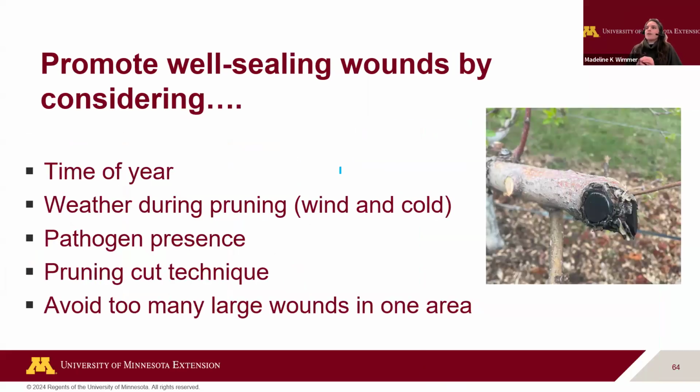But how do you promote good wound sealing? You'll want to think about the time of the year. We'll talk about that in a moment, as well as the weather during pruning. Are there pathogens present? Do you know if you've had an active fire blight infection? Thinking about how you're cutting the branch, of course, and not breaking the branch. And then if there are a lot of pruning wounds in one area, that can be a lot of exposure and a lot to heal, and something to perhaps avoid depending on how large the branch is, depending on how many branches are in one area.